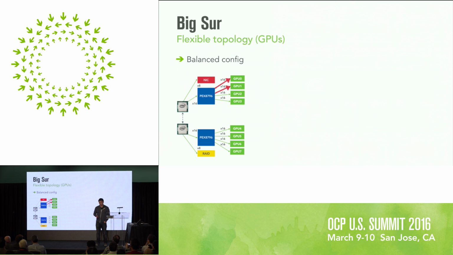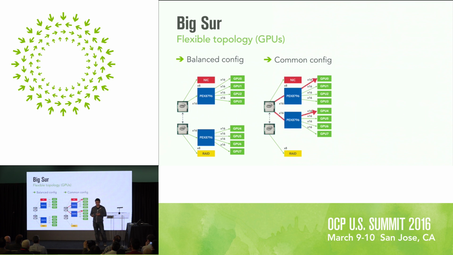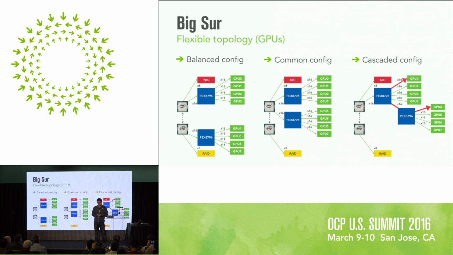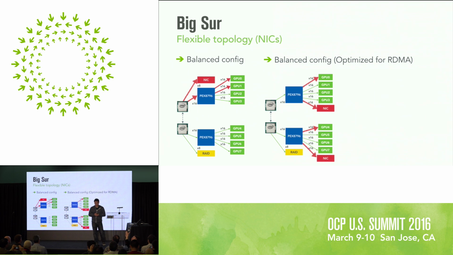There is a balanced config. This is the config that most OEM vendors are using. The communication from GPU 0 to GPU 1 is the fastest, but the communication from GPU 0 to GPU 7 is very slow because it has to go through the QPI link. So with Big Sur, you can move around the cables, so you're able to do the common config and also the cascaded config. The cascaded config is the best in our opinion for AI, because all GPUs are situated on the same CPU root complex.